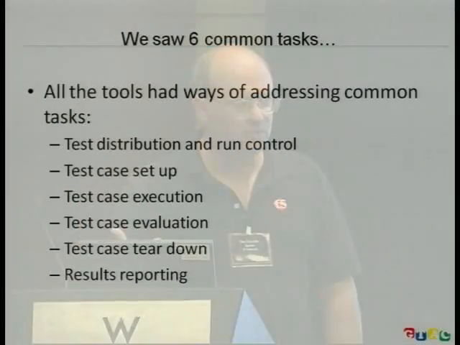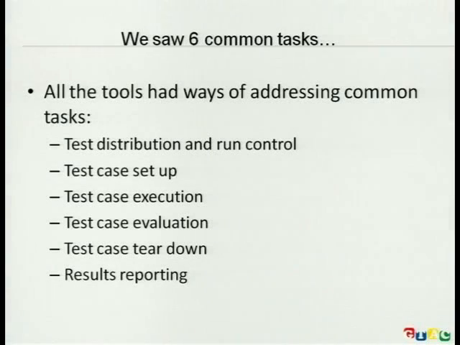So we looked at 11 different automation systems that were being used around the company, and we talked about the capabilities of all of these systems. And we saw that there were common tasks. There were basically 6 common tasks that all of these tools had to deal with. You had to have some way of organizing and distributing your tests and controlling what tests run. You had to have some way of setting up your test case.